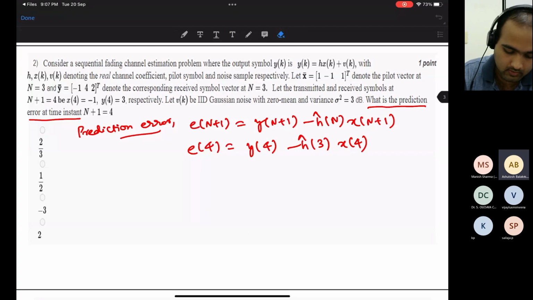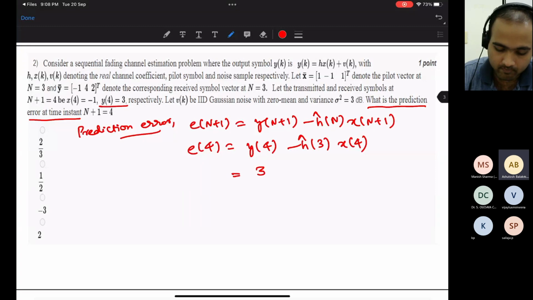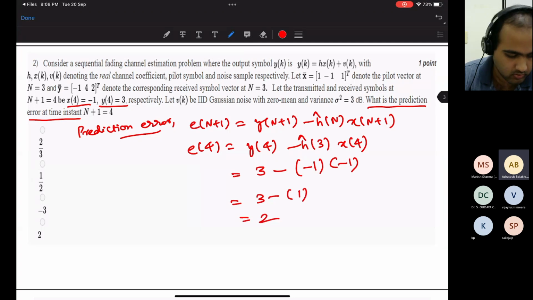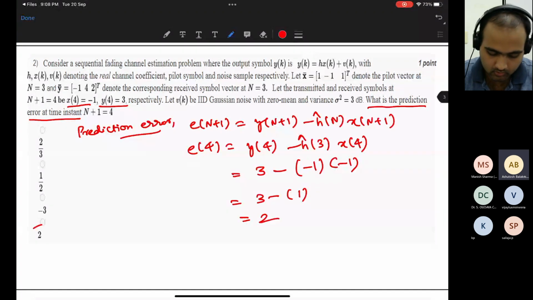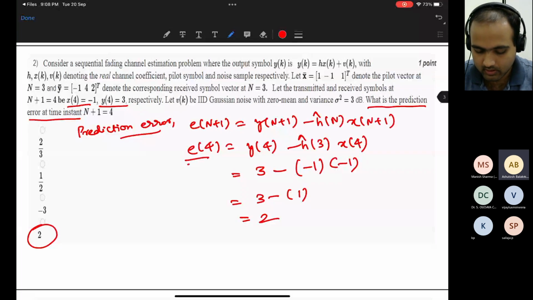What is y4? It is given in the question that y of 4 is 3, minus h hat of 3 which we computed above as -1, and x of 4 is given in the question as again -1. So this is 3 minus 1, which is 2. So the prediction error at n+1, that is at the 4th time instant, is 2.